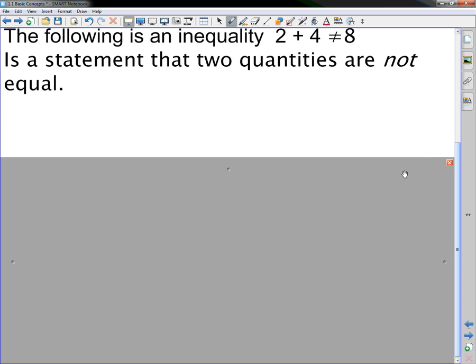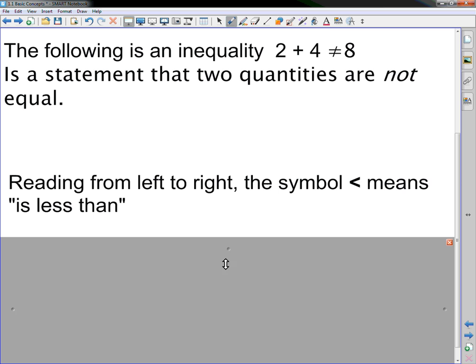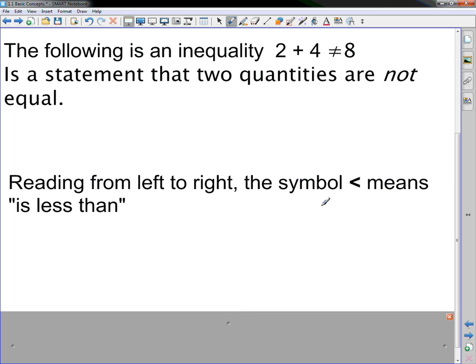Let's look at a few of those other inequality symbols. So reading from left to right, the symbol means is less than. So we could have x is less than 5. Or maybe actually use some numbers. 0 is less than 4. So you want to read from left to right, and this represents our less than.